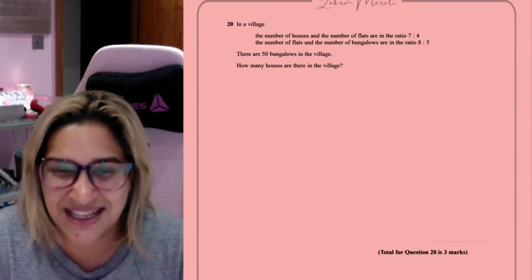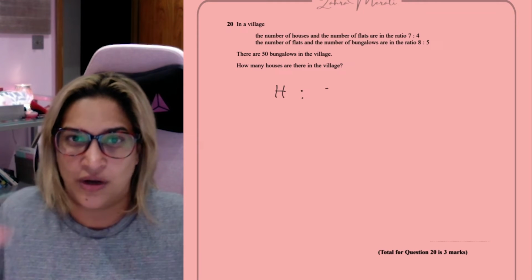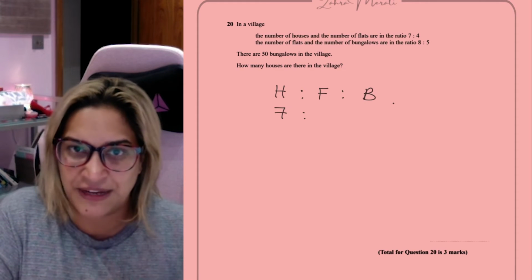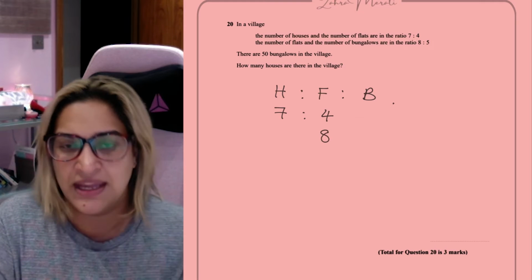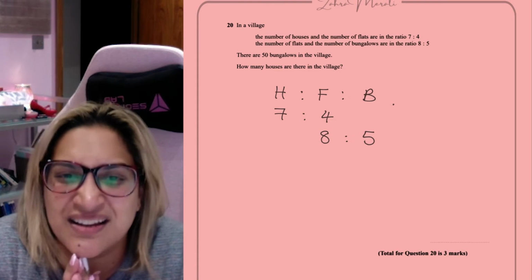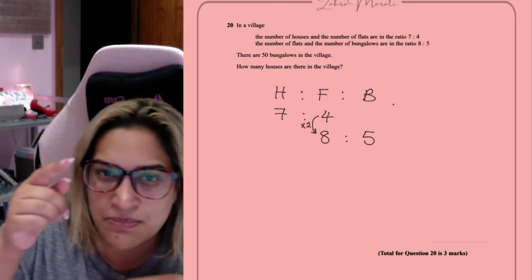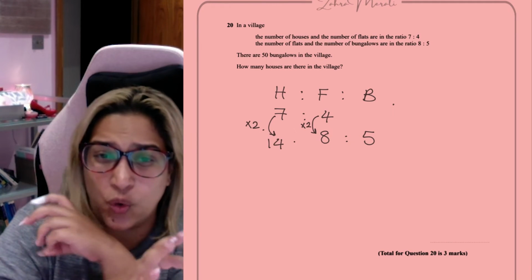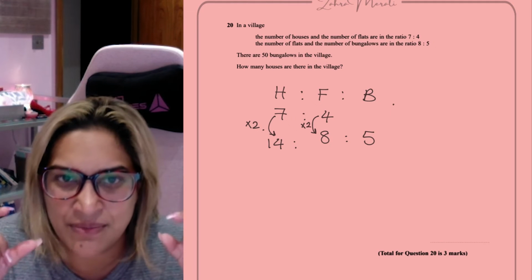Okay, so this is like a triple ratio. We've got houses to flats to bungalows. So houses and flats are in the ratio 7 to 4. Flats are to bungalows as 8 to 5. What's our connection? Well, we can see we multiplied by 2, so we can do that to the houses, and now we've got all 3 on the same line.